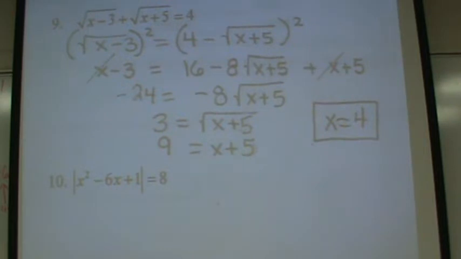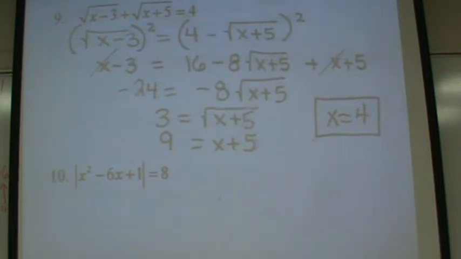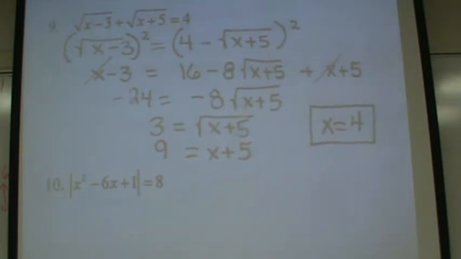Now, if you have a multiple choice test and you forgot how to do this problem, what you could do is take your answers and plug them in. It'll take you longer, so I would definitely wait. If you have to do that, wait till the end to do this problem.